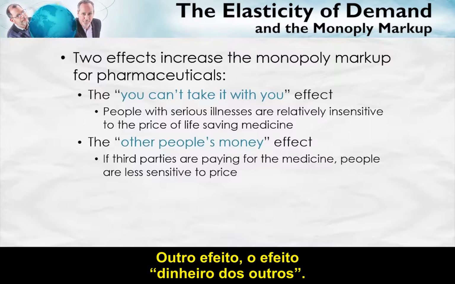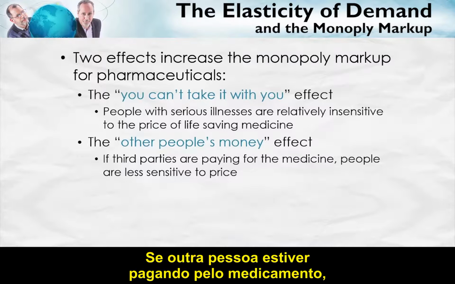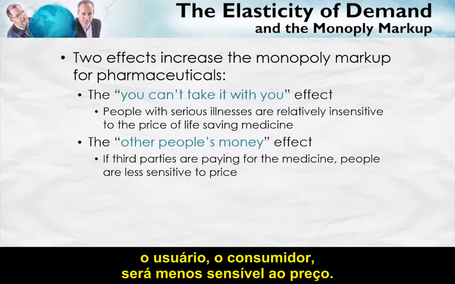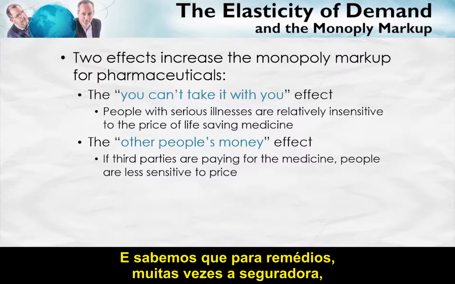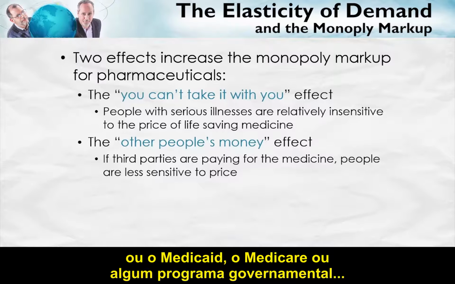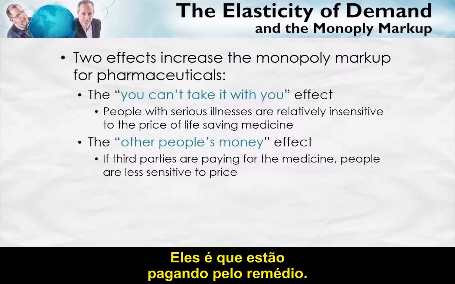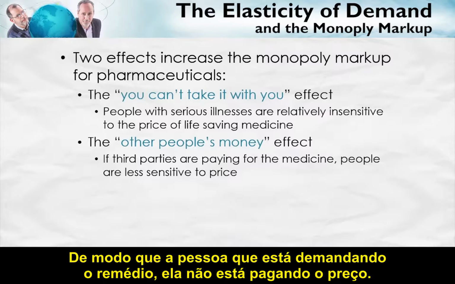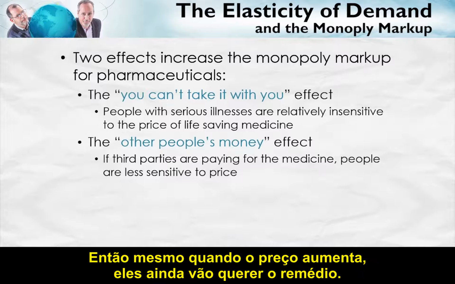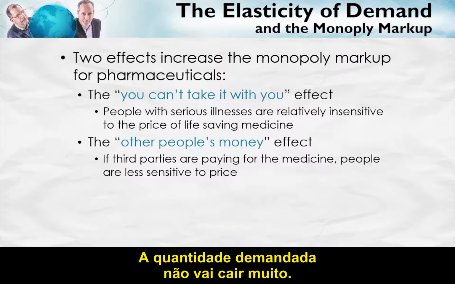Another effect, the other people's money effect. If somebody else is paying for the medicine, the user, the consumer, is going to be less sensitive to the price. And we know for pharmaceuticals, often the insurance company or Medicaid or Medicare or a government program is going to be paying for the pharmaceutical, so that the person who is demanding the pharmaceutical is not paying the price. So even when the price goes up, they're still going to ask for the pharmaceutical. The quantity demanded isn't going to go down very much.